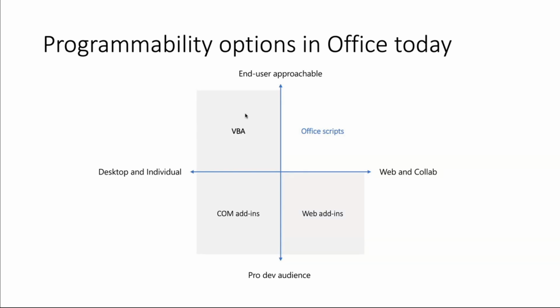On the top, in the top left quadrant, we have something like VBA today. It's bound to the desktop. It's somewhat end-user approachable. And what we're trying to do with Office Scripts is fill that quadrant in the top right. So we have something that's alive with collaboration, it's focused on the web, and it's really end-user approachable. So anyone in your organization can start scripting.